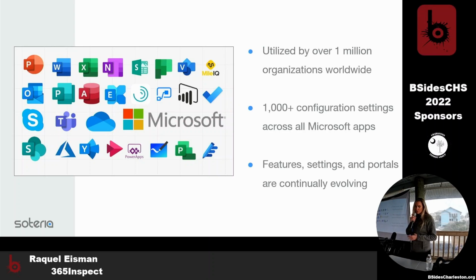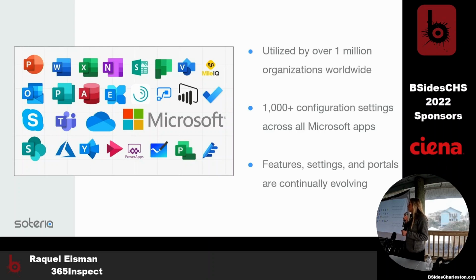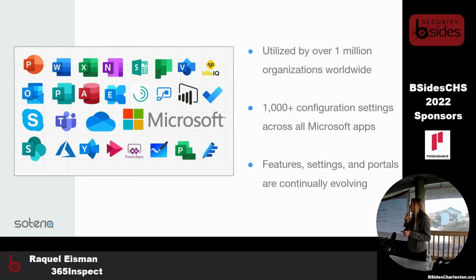And so Soteria realized that they were seeing the same type of incidents over all industries for all of their clients repeatedly occurring. And not only that, they realized that there were limited resources available to the public that provided no-cost assessments of these environments, which is why Soteria began developing 365 Inspect to assist organizations proactively identify these issues and help them mitigate their risk.